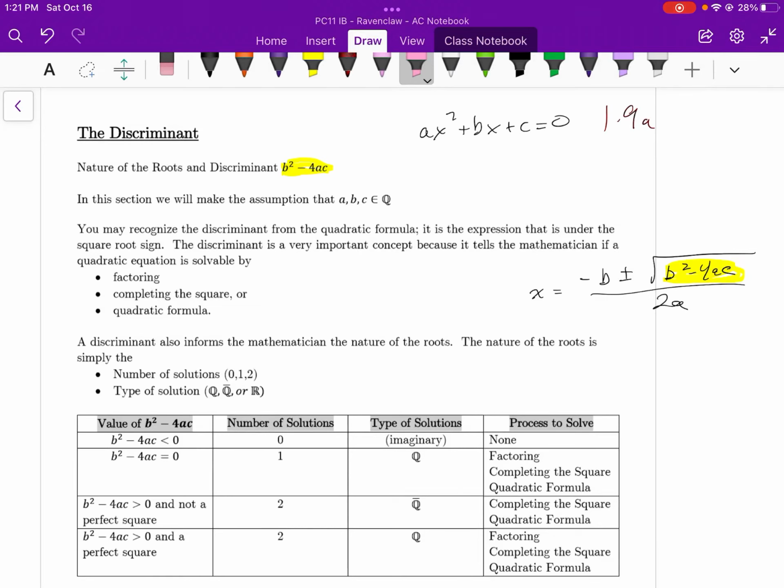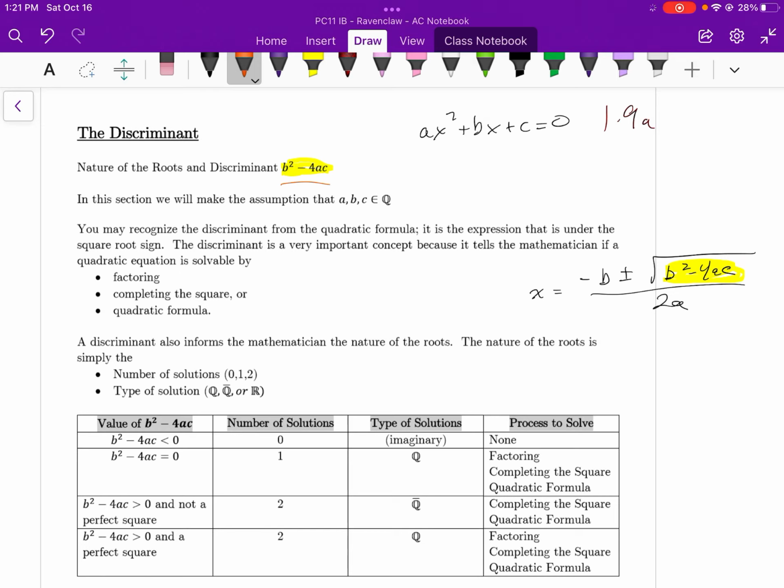The next item that we're going to discuss is the discriminant. And the discriminant is tied with the nature of the roots. The nature of the roots just simply means the types and number of solutions that an equation has. So the discriminant is b squared minus 4ac.